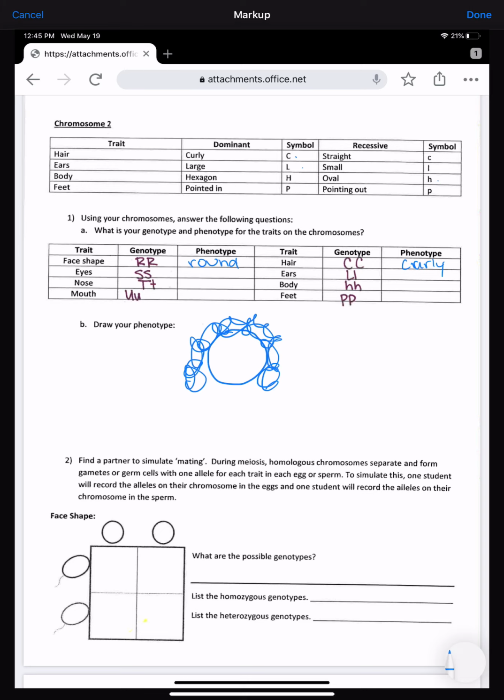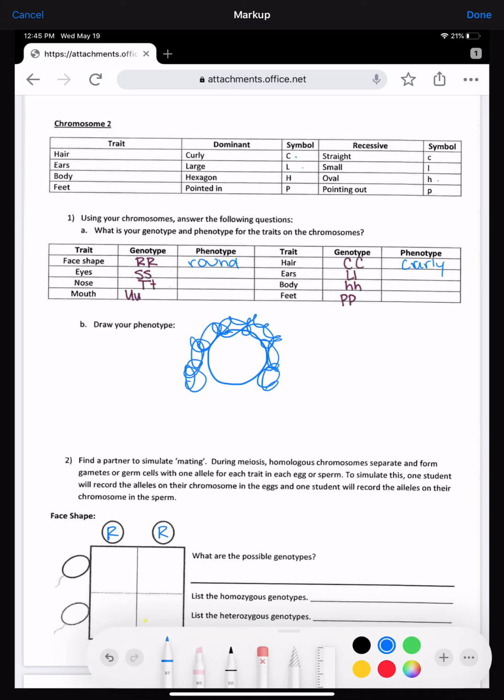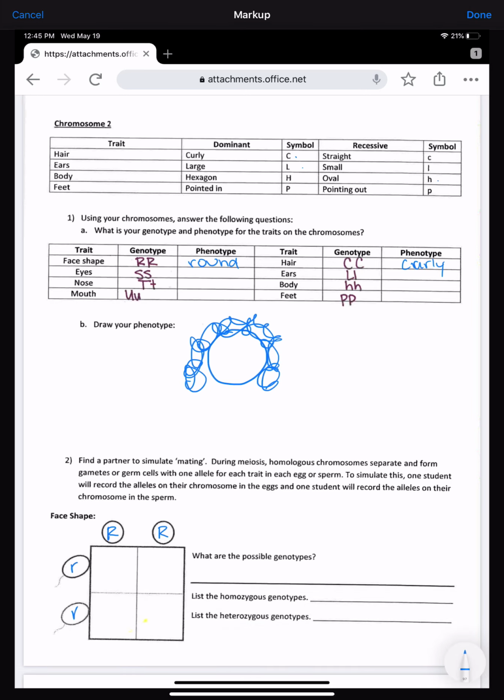So secondly, it says find a partner to simulate mating. So you are going to put all of your genotypes here. And then I am going to include a document that's going to give you all the ones that you will put here. And then you're going to breed those babies. So let's say, for example, let me erase this. For example, if I gave you little r, then you're going to fill in that Punnett square. Remember, because it's drop it down and pull it.